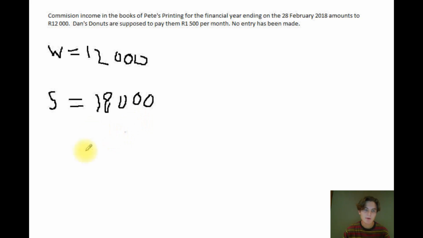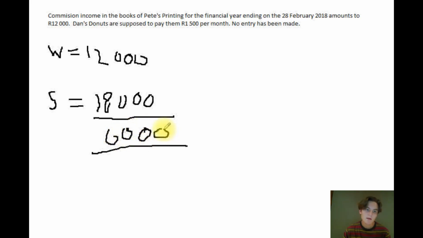And then what we need to do is get the difference between these two amounts to calculate what we are missing, in a sense. So that'll be 18,000 minus 12,000, and that'll be 6,000. I'm sorry, I know it looks like a high school sum where you add it up. That is definitely not the case. I'm actually saying minus. And so now we know that 6,000 Rand is the amount that we need to create an account for.